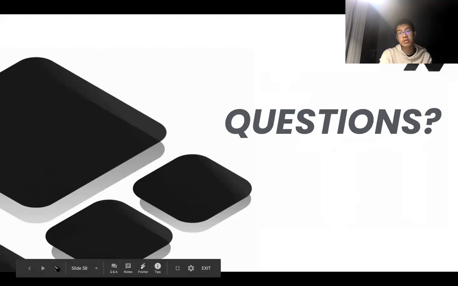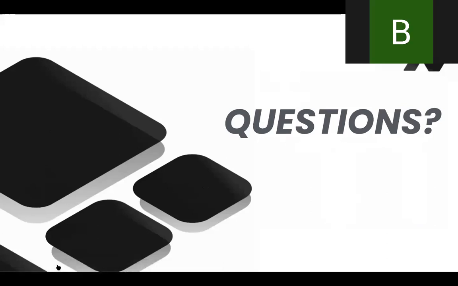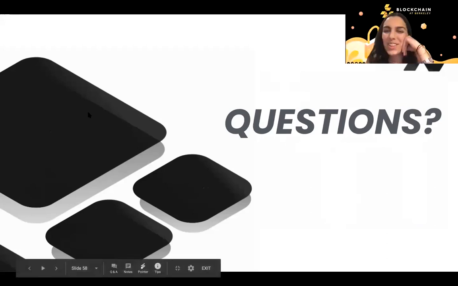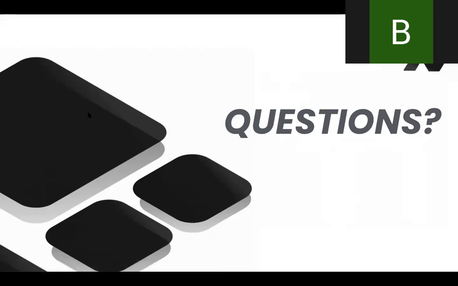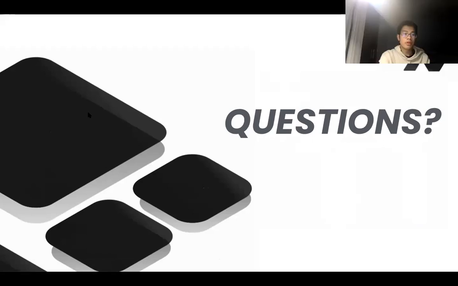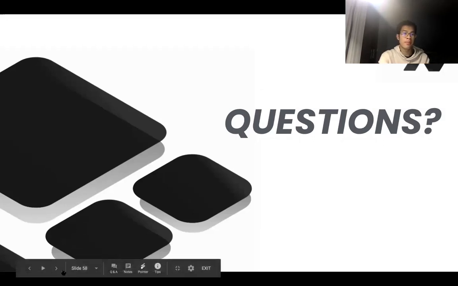Any questions? Is this how the public key is derived from the private key? Usually. But you can set your own public key. It's done like that a lot, but it doesn't have to be.